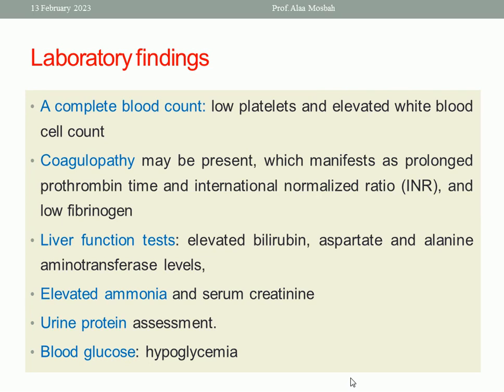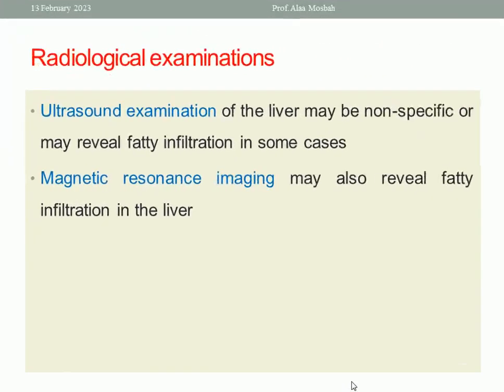Also, there may be renal insult with elevated serum creatinine, elevated ammonia, and urine protein assessment is important. Blood glucose: the possibility to be hypoglycemia. It is characteristic of acute fatty liver of pregnancy, hypoglycemia.